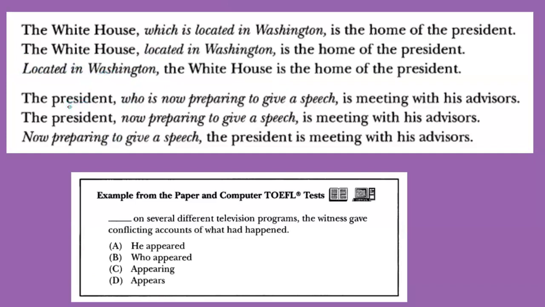Let's see this example. The president, who is now preparing to give a speech, is meeting with his advisors. Here I have my clause, and it's complete. Second sentence, reduced clause: The president, now preparing to give a speech, is meeting with his advisors, where "who is" was eliminated to form a reduced clause. And in the third one, we have it at the beginning of the sentence. The reduced clause is here: Now preparing to give a speech, the president is meeting with his advisors.